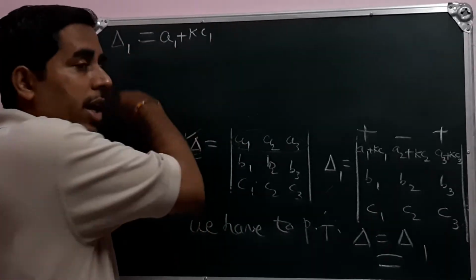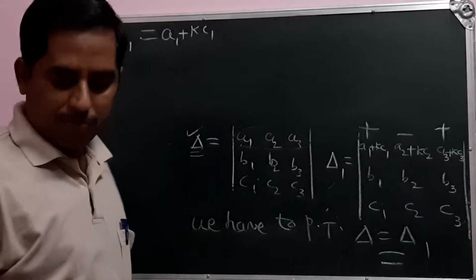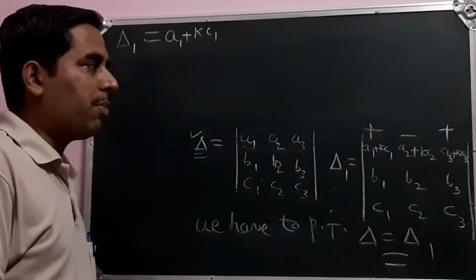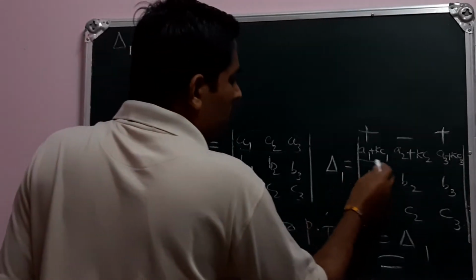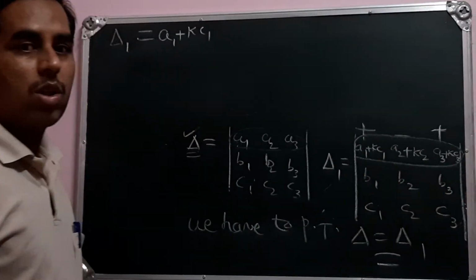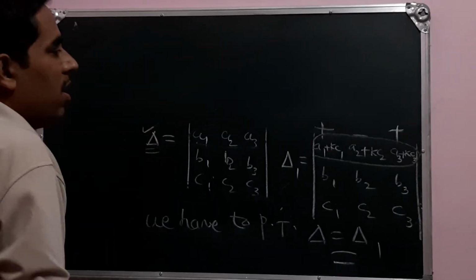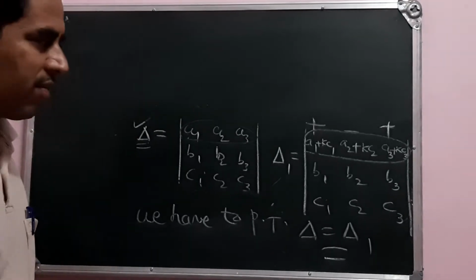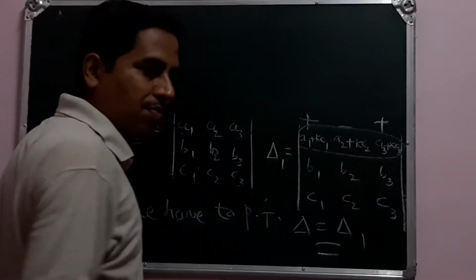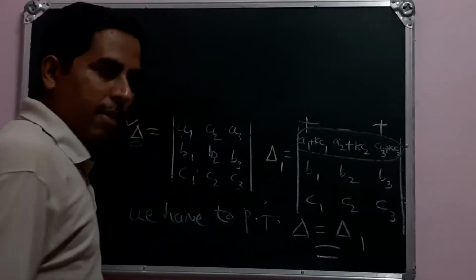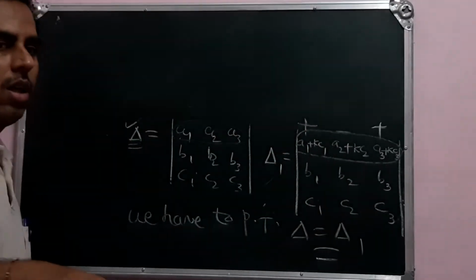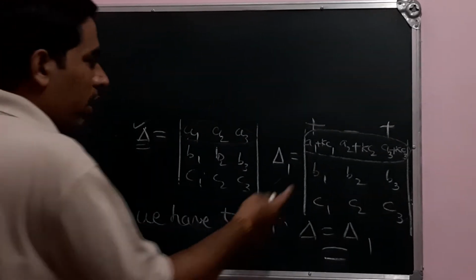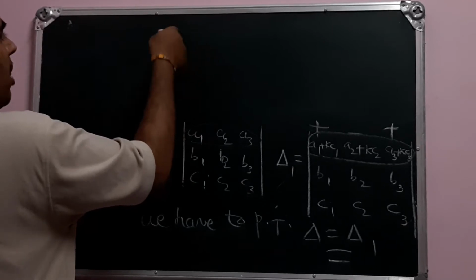So we have proved some of the properties here. What was our fifth property? We have to remember the previous properties. The fifth property was: if the first row is a sum of two elements, that is, if the determinant contains a sum of two elements, then that determinant can be written as a sum of two determinants. This was our previous property. We can use that property.